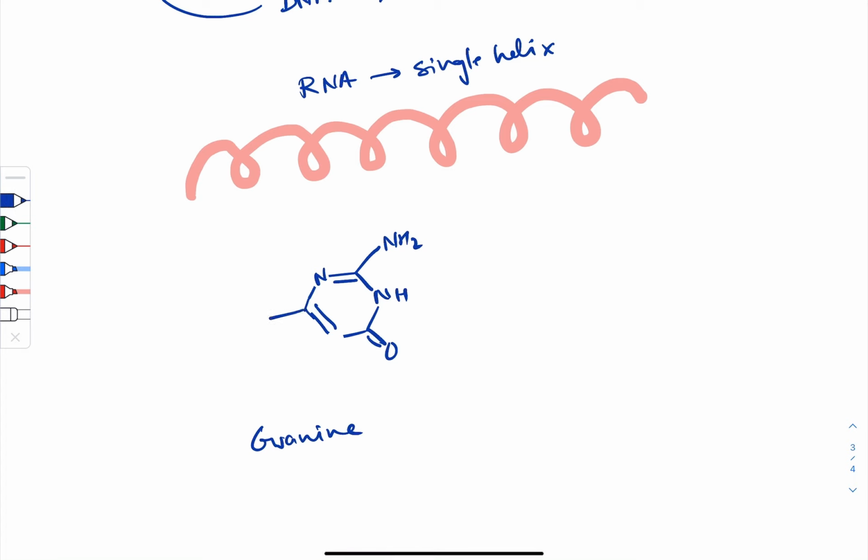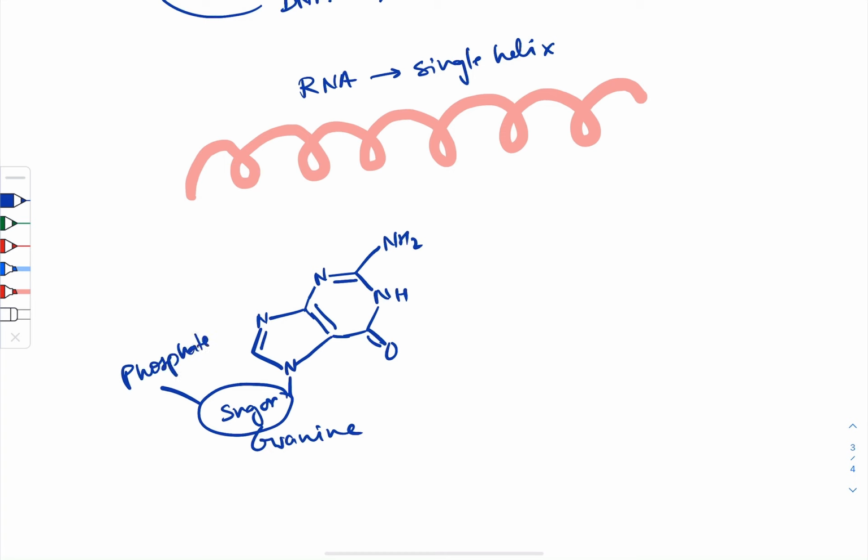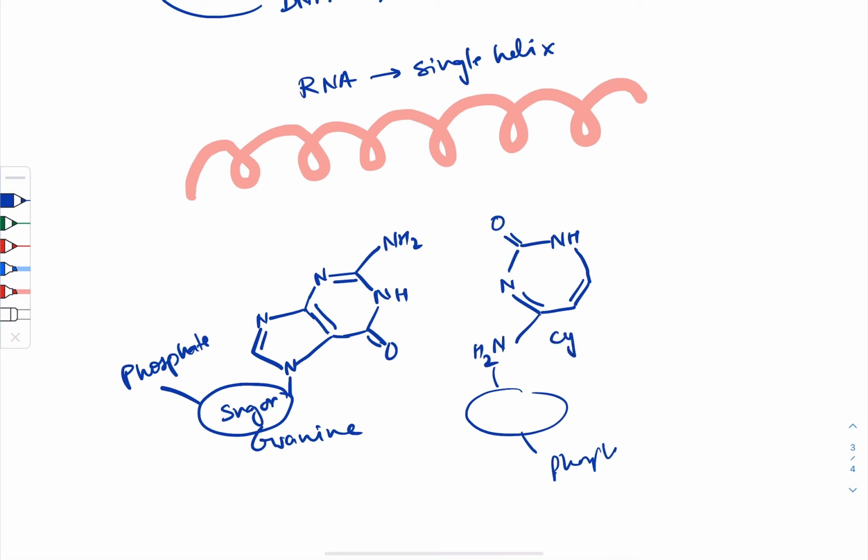Nitrogen. Okay, there you go. And now this part is connected to the sugar, and then the phosphate group. And then let's say you have another base, so nitrogen. Now this one can also be connected to another sugar and a phosphate. Don't worry too much about that. This base is called cytosine.